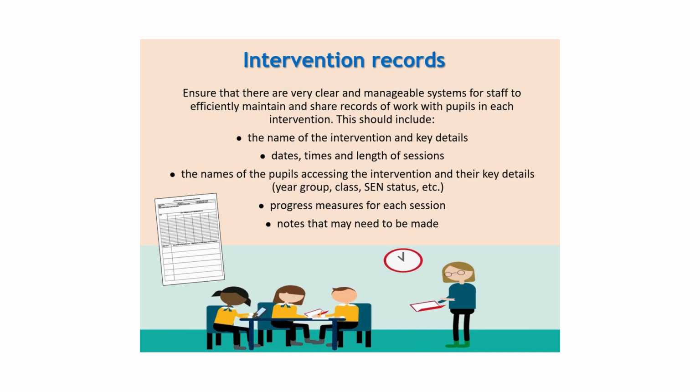Intervention records. Ensure that there are very clear and manageable systems for staff to efficiently maintain and share records of work with pupils in each intervention. This should include the name of the intervention and key details, dates, times and lengths of sessions, the names of the pupils accessing the intervention and their key details, for example their year group, class, SEN status, etc., progress measures for each session, and notes that may need to be made.